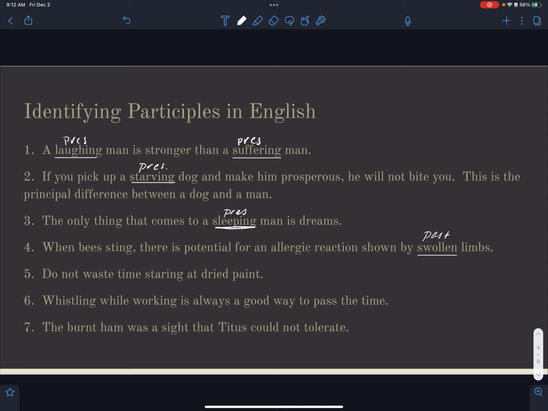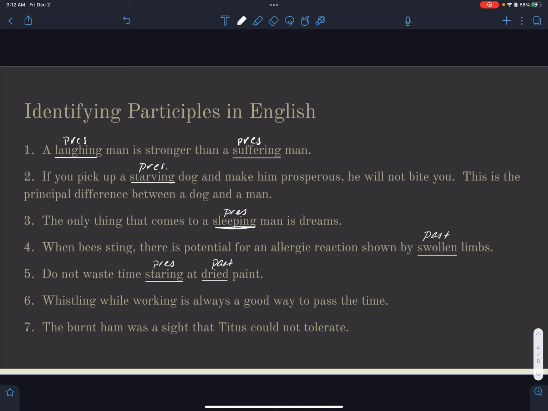How many participles are there? Two. All right, what are my two? Well, someone give me one. Okay, dried. Yep. All right, what kind of participle is that? Good, it's a past participle. And what's my other participle? Nate? Staring, good. Okay, and what kind of participle is that? Good. Okay. Number six, whistling while working is always a good way to pass the time.